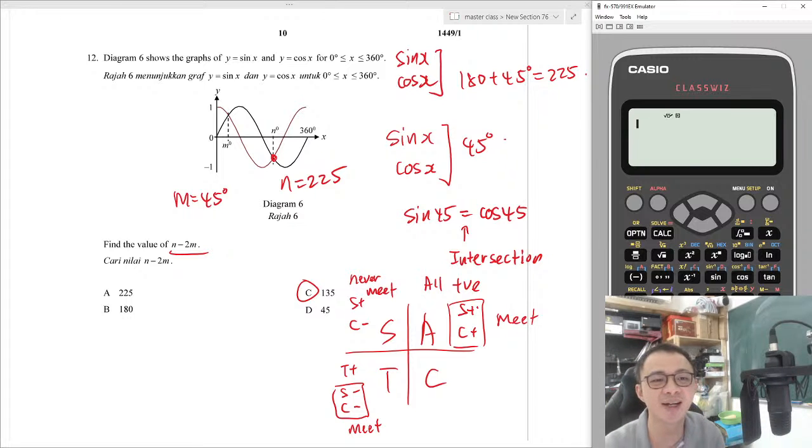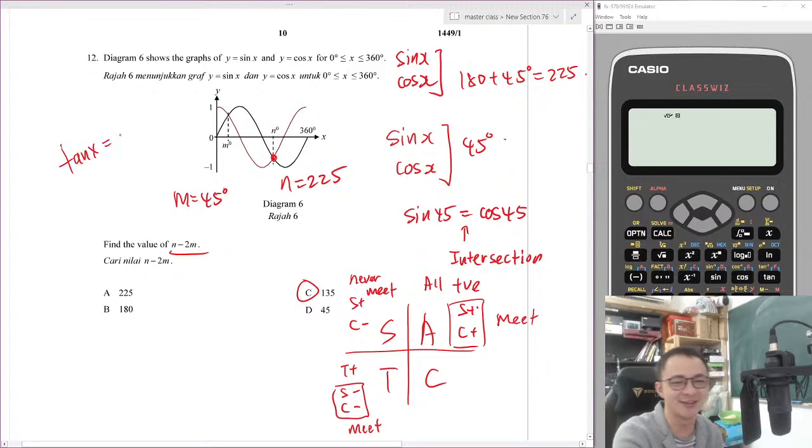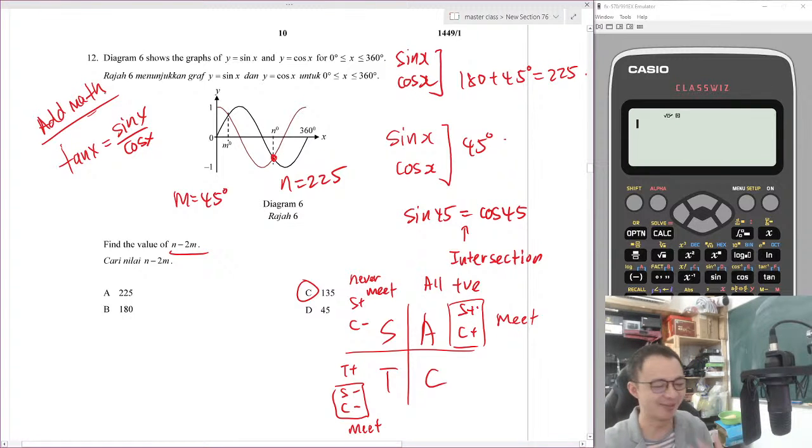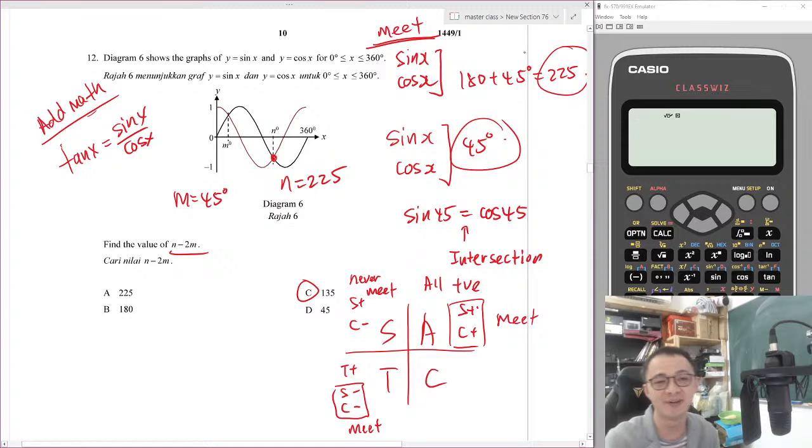You can make the equation sine x equals cos x. Yes, can. But modern math students don't learn that tangent x equals sine x over cos x, because this formula is only for MF students. And I don't want to spend my energy explaining why this happens. This is one of the ways you can use if you want to, but I would just memorize this one. Sine and cos meet at two angles only, 45 and 225. Memorizing this will make your life a lot easier.